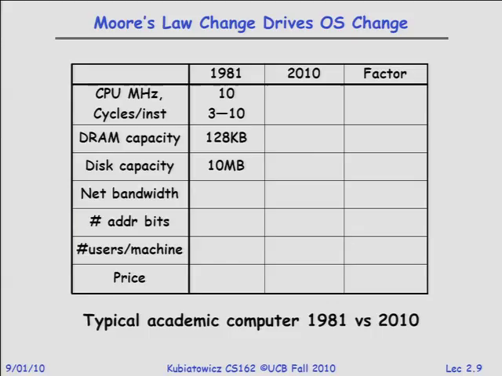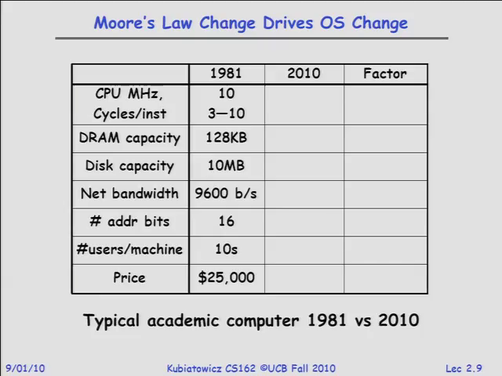Network bandwidth was 9600 baud. That's 9600 bits per second. The address space might be 16 bits if you're sophisticated. You might have tens of users per machine, and the price might be $25,000. So this gets you through what, half a year of school? I don't know, maybe more.